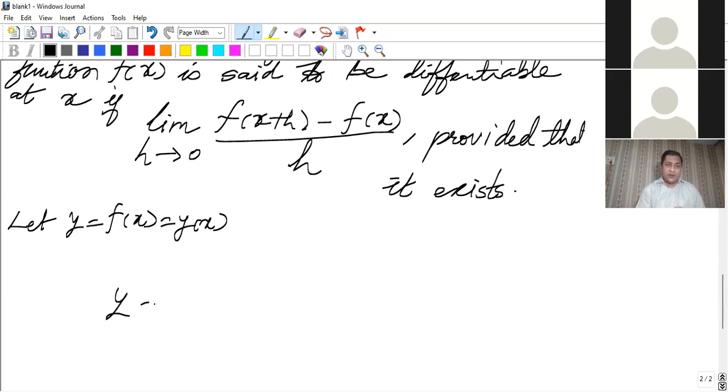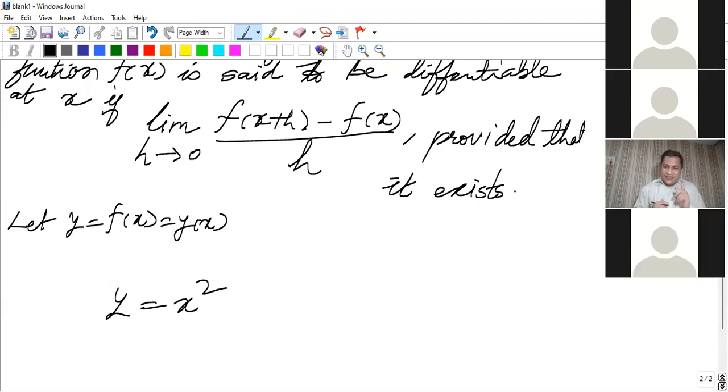For example, if I write y is equal to x square, x can take any value, but y will be only x square. Y cannot take any value other than x square. Can you identify this curve? Parabola. Yes, it is a parabola.